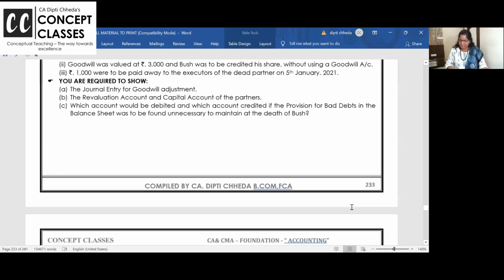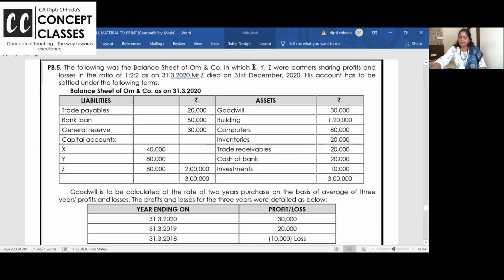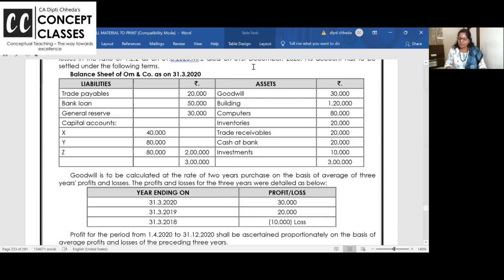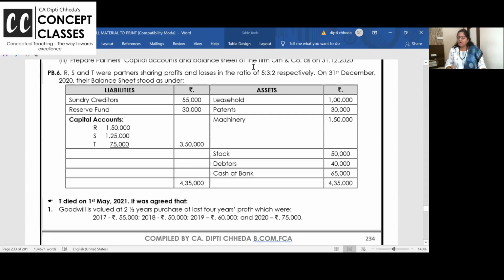Fourth problem is very easy. We are not doing it now. I'll give it as homework with answers later. Next, what is it? Sixth problem, I am starting right now.